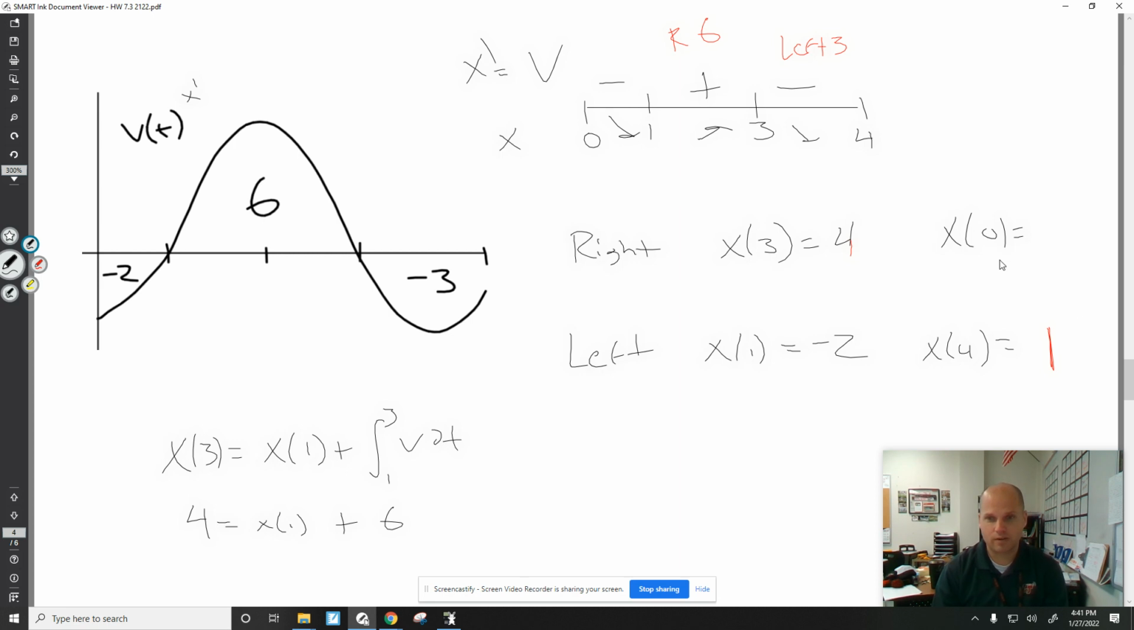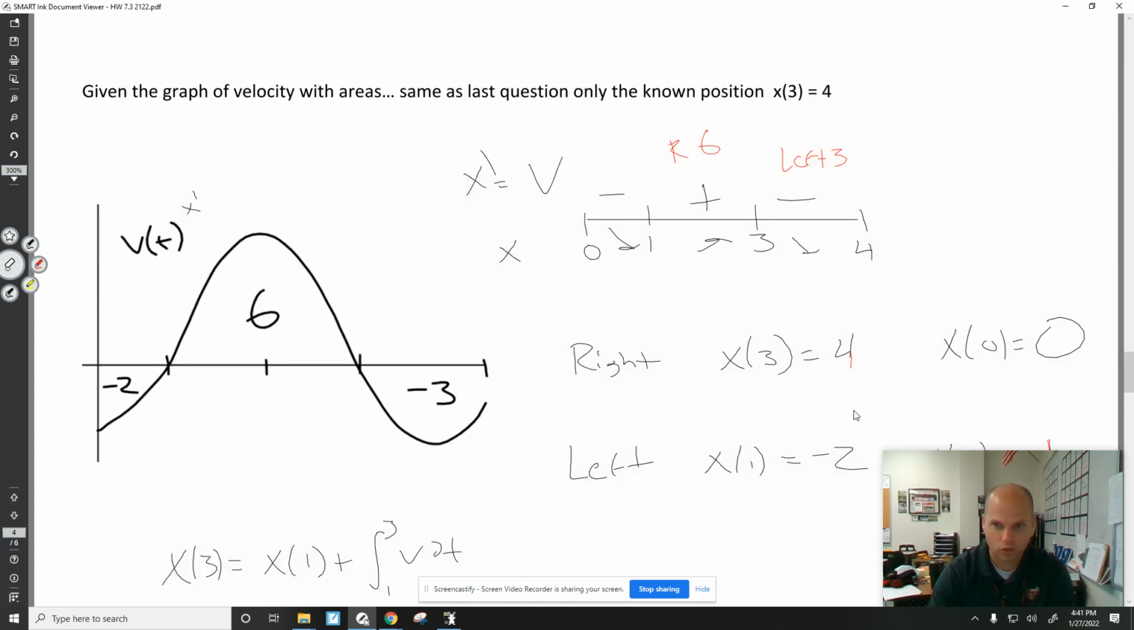What about at x equals 0? Well, I went to the left 2 to get to the negative 2. That means I must have started at 0. You can do whatever you want to get that, okay? Let's think. Does it work out? I start at 0. I go to the left 2. I'm at negative 2. I go to the right 6. I'm now at 4. Does that work out?